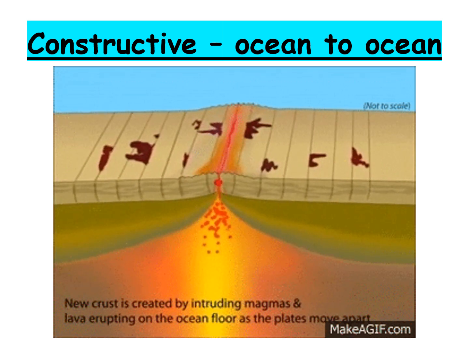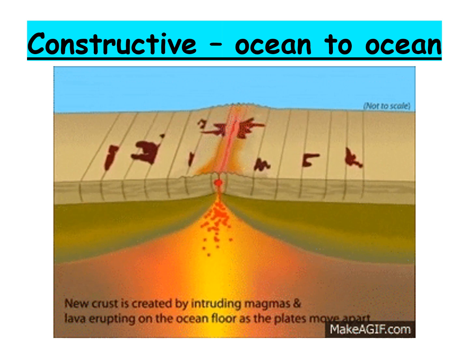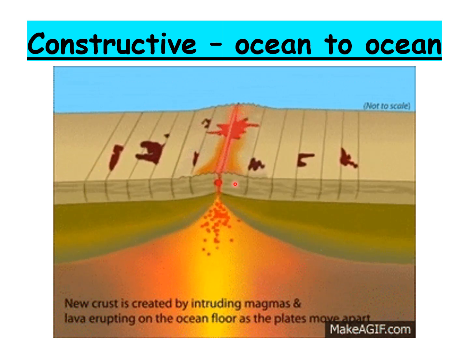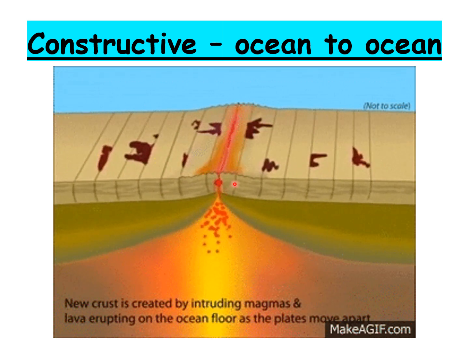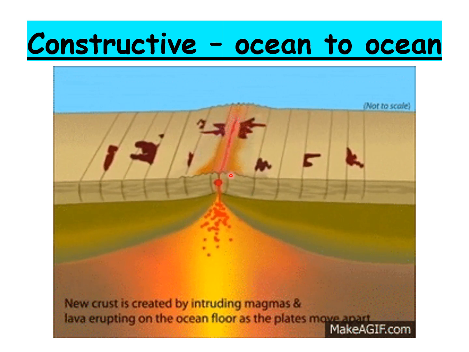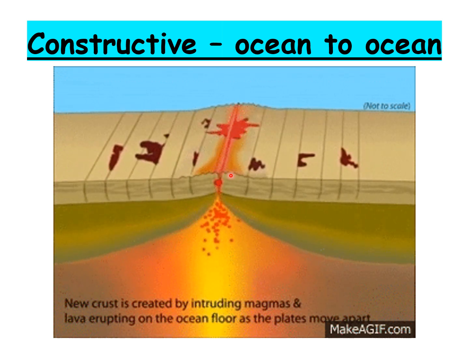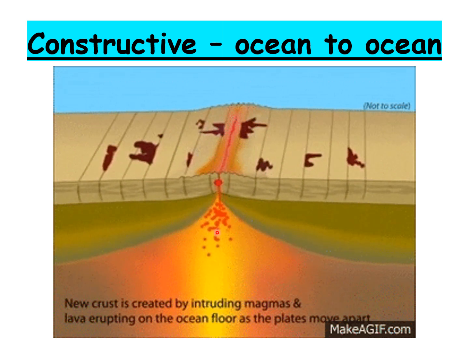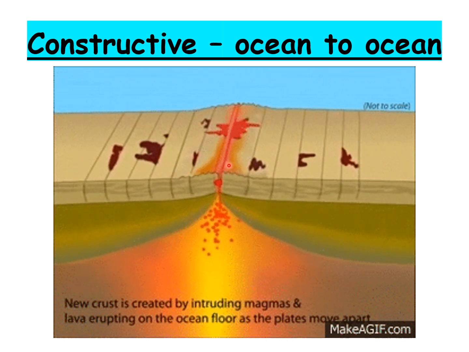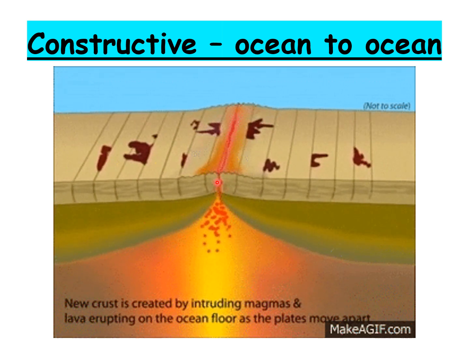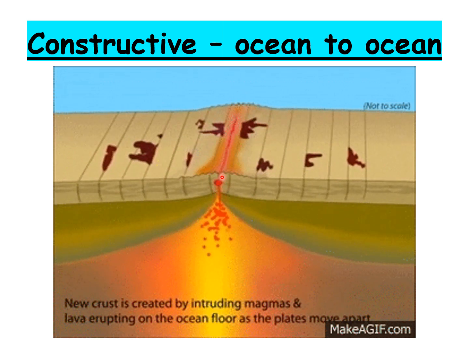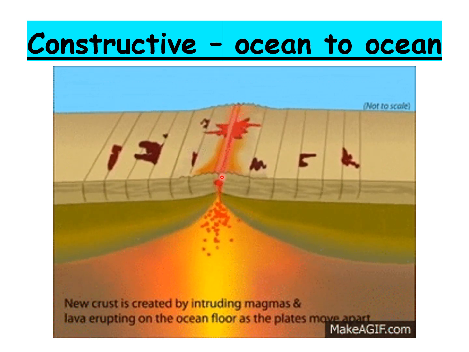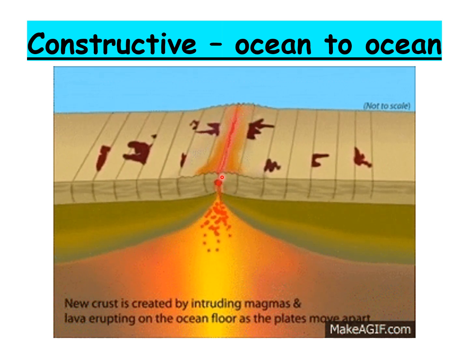So on this constructive ocean to ocean margin, we've got the plate dividing, magma comes up, cools down here, creates that ridge, something like 2 to 3 kilometers in height under the ocean. So as it spreads apart, you can see the magma upwells here. The crust that forms here is relatively weak, and also we do get transform fault lines, which we'll show later on as well.